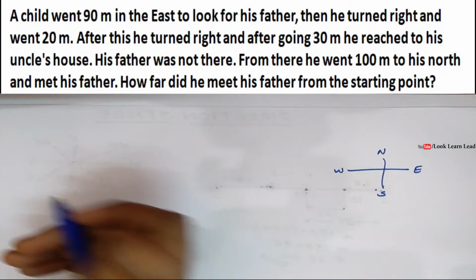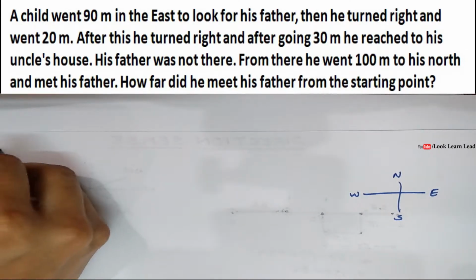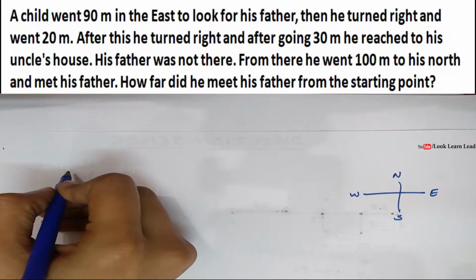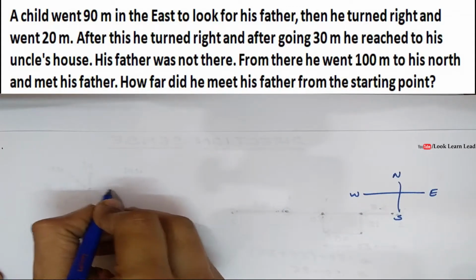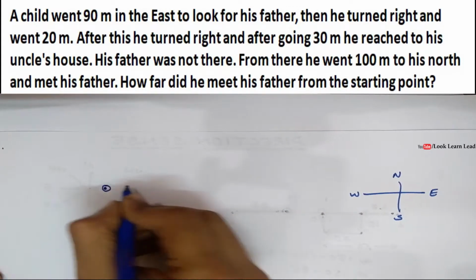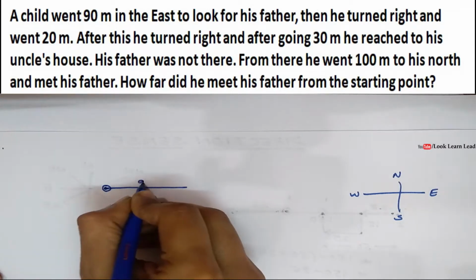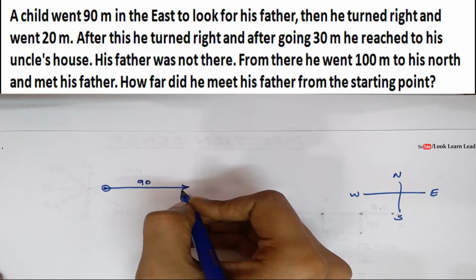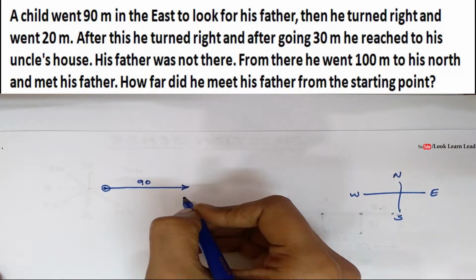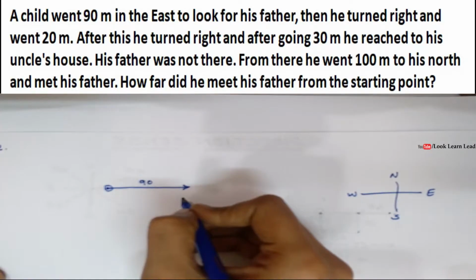This question is about a child, okay. The second question, a child went 90 meter in the east. So east is this direction. Let the child start from here, okay. He travelled 90 meter towards east, okay, and he turned right and went 20 meters, okay.